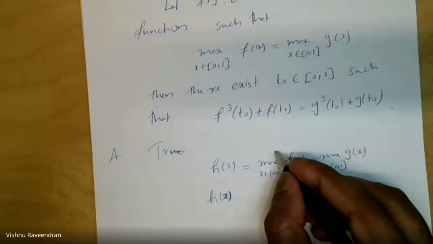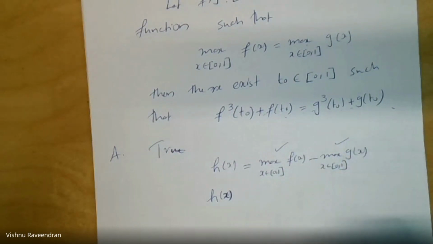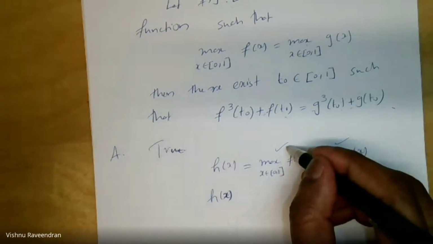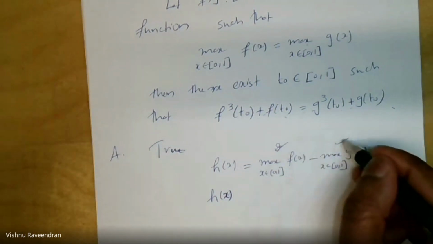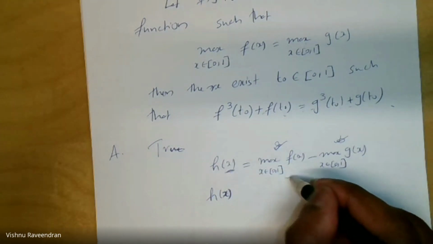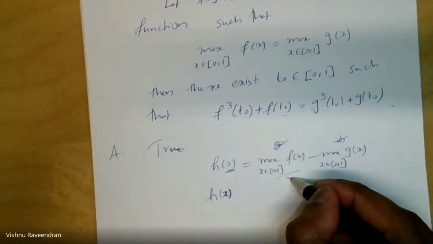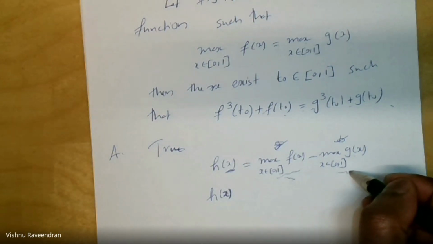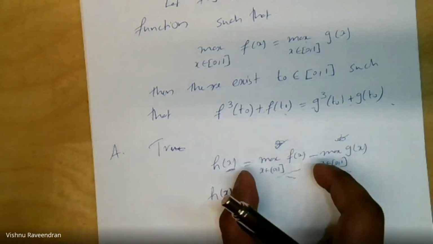Yes, and is this a continuous function? Maximum of f of x minus maximum of g of x. Because to use the intermediate value theorem, you need it to be continuous, right? Yes, so it's wrong. Actually, this is not a function. This is actually a value. Because maximum of f of x will give you a number, and maximum of g of x will give you a number. So h of x will be just a number or a constant function.